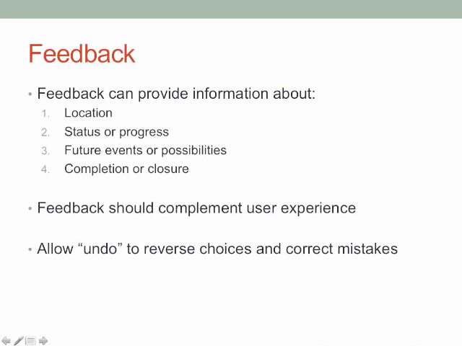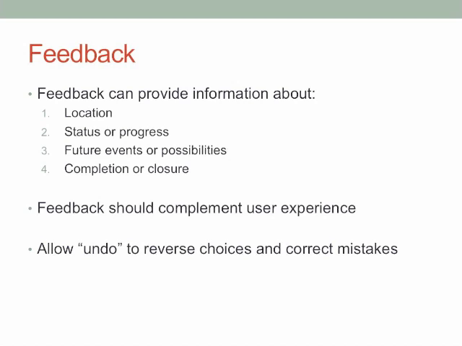The last principle of interaction design is feedback. There are various forms of feedback such as location, status, progress, future events, possibilities, or even completion. Feedback should complement the experience, not complicate users' actions. Feedback should also allow the undo feature to reverse choices and allow the user to correct mistakes.